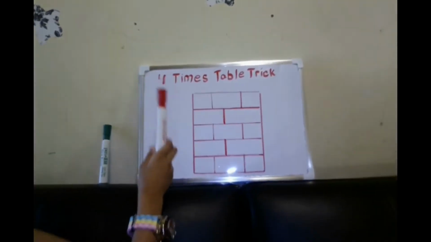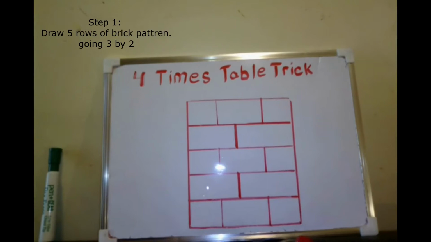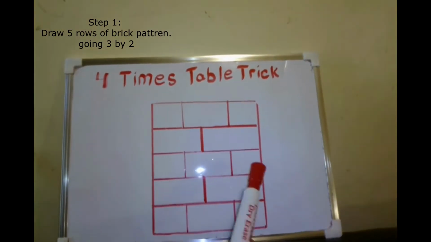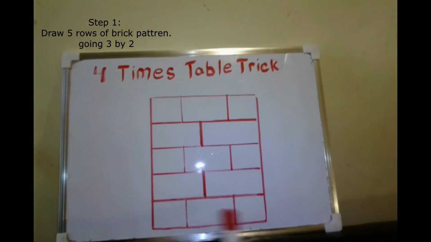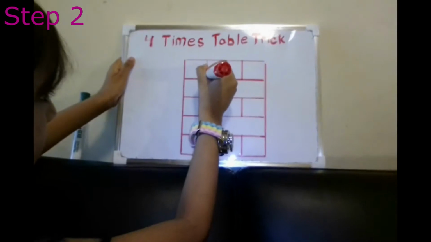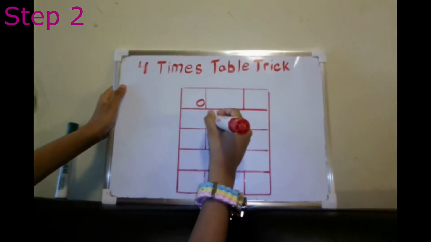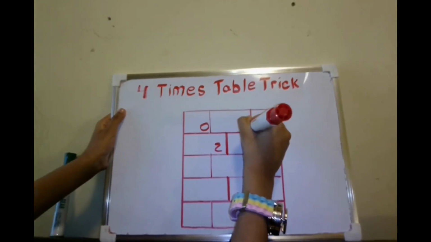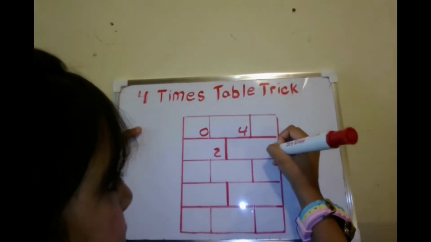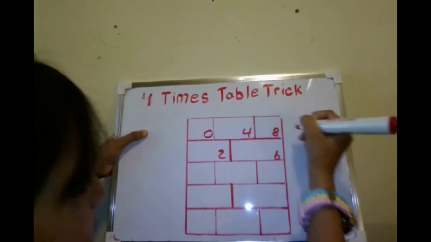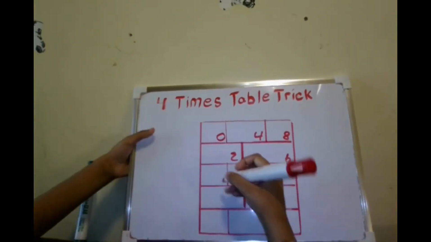Alright, so first you're going to want to make this little thing. We're going to put 3 squares here, then 2 squares, 3 squares, 2 squares, and 3 squares. Alright, so first you're going to want to put a 0 here, a 2 here, a 4 here, a 6 here, and an 8 here. Alright, then you're going to do that again over here.